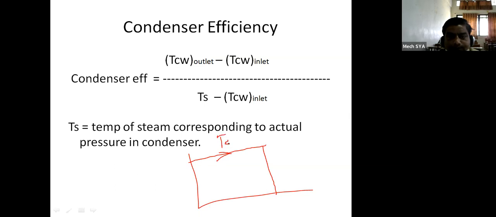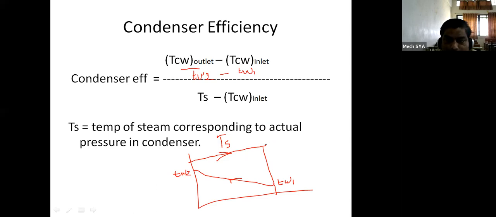Let us consider this as a counter flow heat exchanger, a counter flow condenser. TW1 is the inlet temperature, and as the water goes, the temperature increases to TW2. So the actual rise in the cooling water temperature is TW2 minus TW1, where TW2 is the cooling water outlet temperature. And this is the temperature of steam. How much maximum rise will take place?